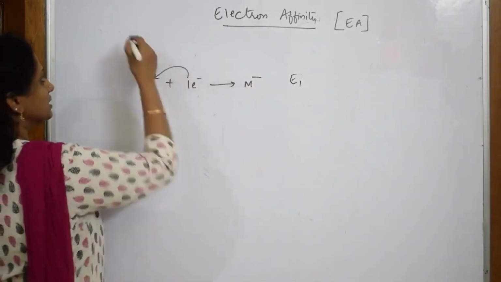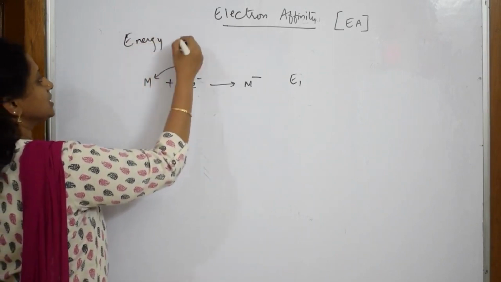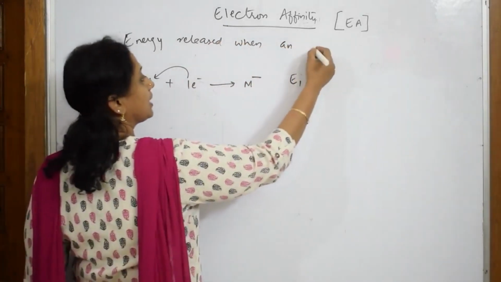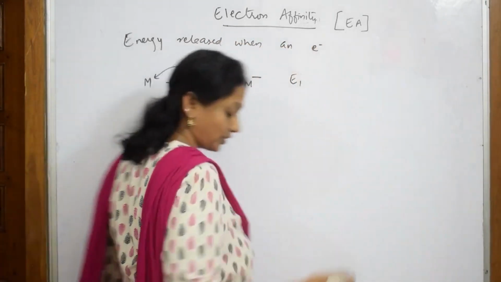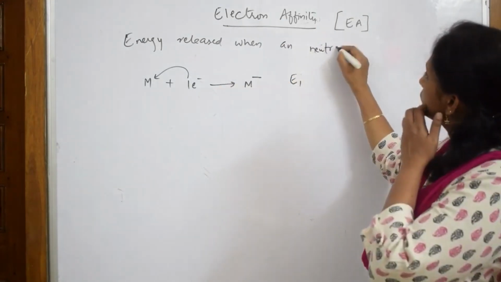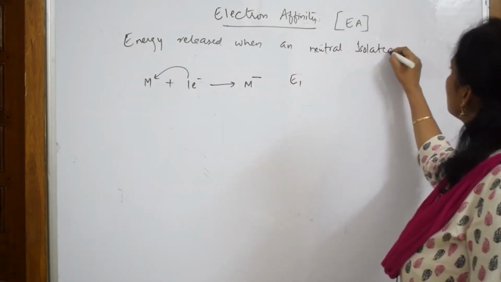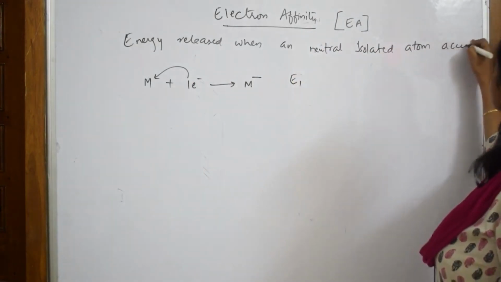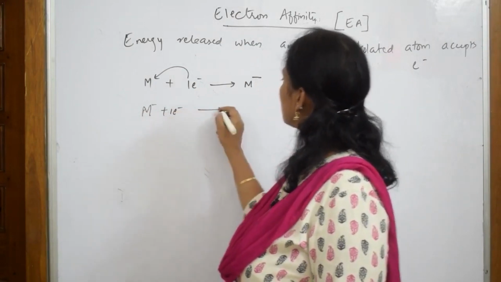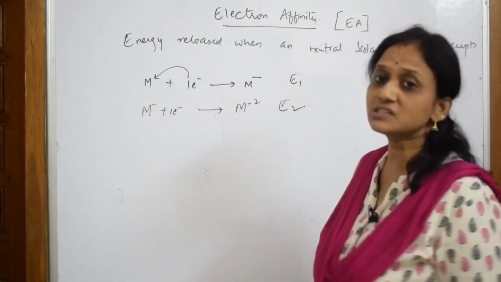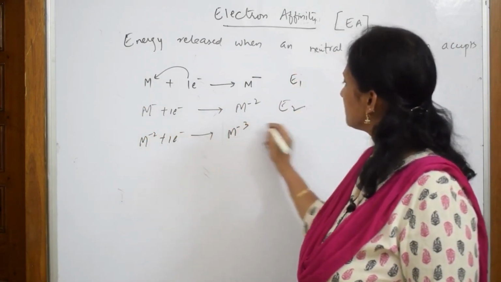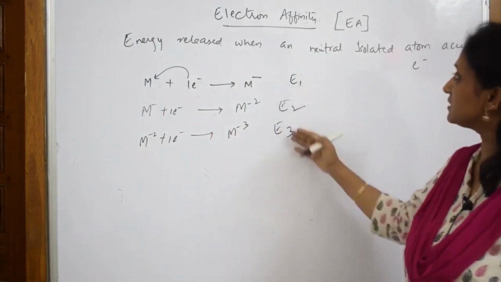So how can I define it? The energy released when a neutral isolated atom accepts an electron. Simple, same thing. I'm taking M minus, I'm adding one more electron, it becomes M minus 2. So that electron affinity is E2. The same thing, I'm taking M minus 2, I'm adding one more electron, this becomes M minus 3, E3. All these are electron affinity values.